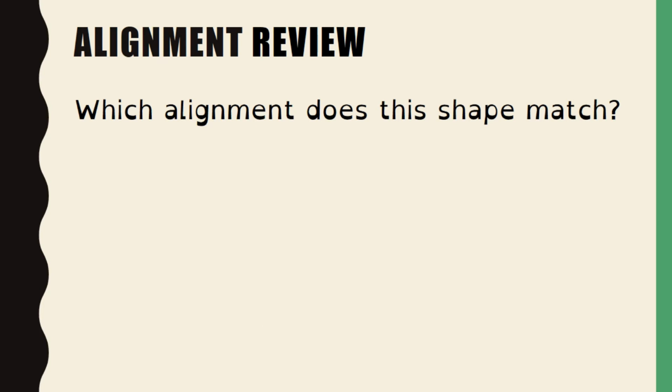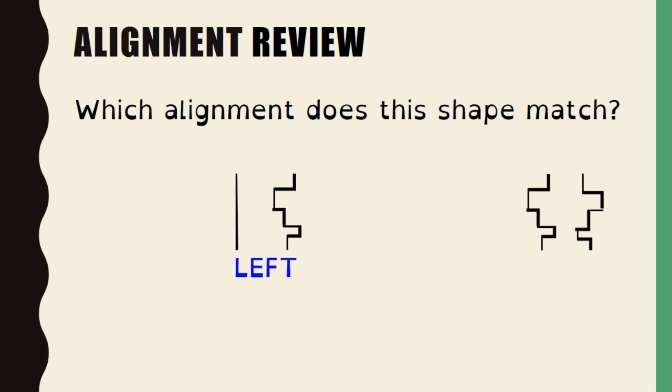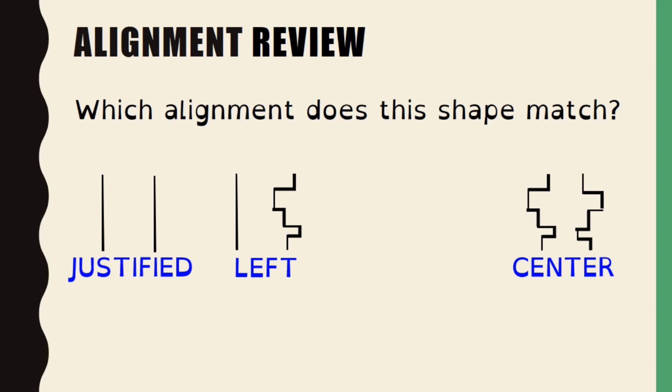So let's review alignment a little bit. Which alignment does this shape match? I'm going to show you some shapes, and I want you to tell me what alignment it represents. This one represents left alignment. This one represents center alignment. What is this one? Justified. Good. And then what's the last one? The only one left we have is right alignment.